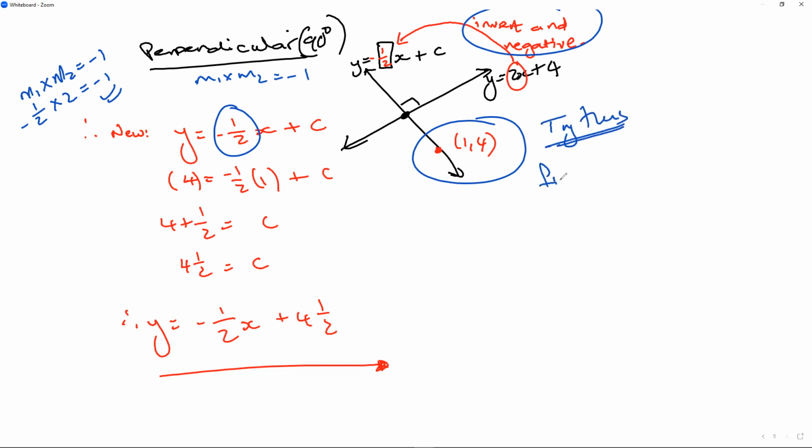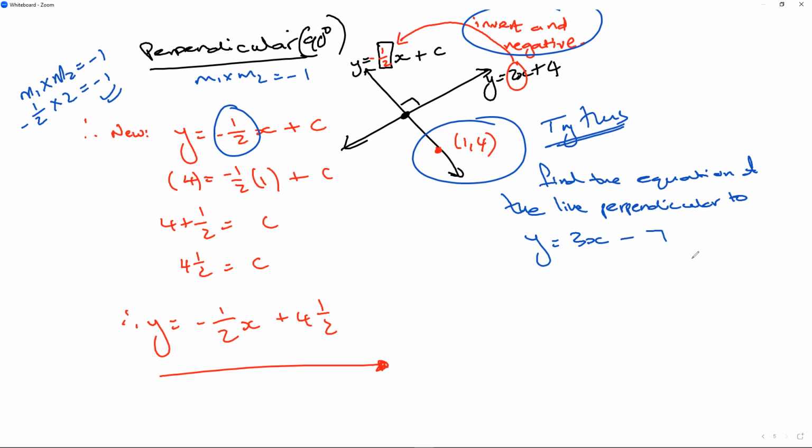All right, let's see. I want you to find the equation of the line perpendicular to y equals 3x minus 7, passing the point (0, 0). Let's say we're passing the origin.